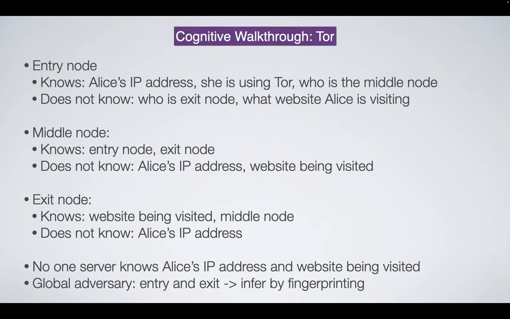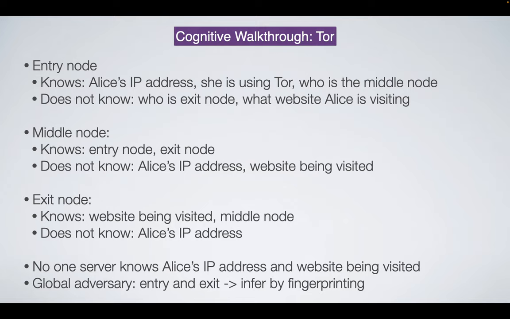And what you can do is basically a timing attack, where you see that Alice sends five packets of this length, right? And then all of a sudden, the middle node is asking the exit node to send five packets of this length, maybe a little shorter because some encryption's being taken off, to Facebook. So you can more or less piece together that, of all the users that are using me now and all the websites that they are visiting, this user is visiting this particular website at this particular time.